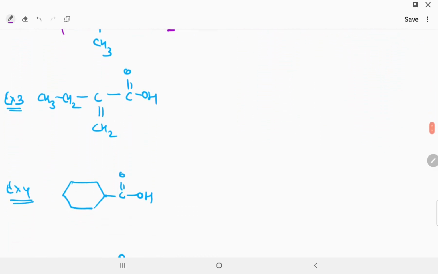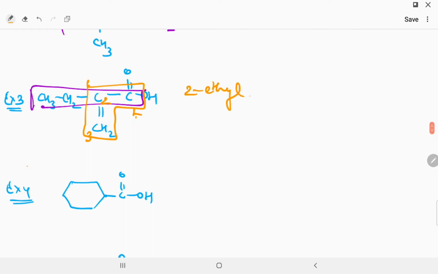Now examples number 3 and 4. If you are able to see, there is a 4 carbon chain also. And if I make this a 3 carbon chain, there is a double bond at the 3rd carbon. So after choosing the carboxylic, if there is a double bond, we have to shorten the chain to include the double bond. So 1, 2, 3. So the name of the compound is: position 2 contains an ethyl, 2-ethylprop-2-en-1-oic acid.